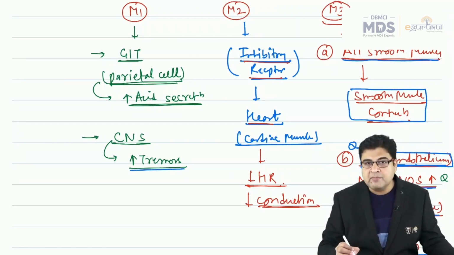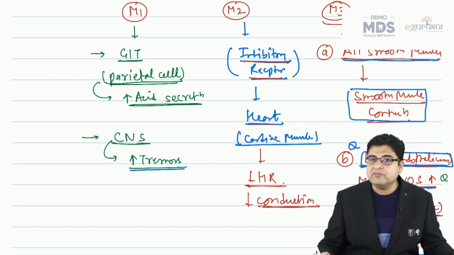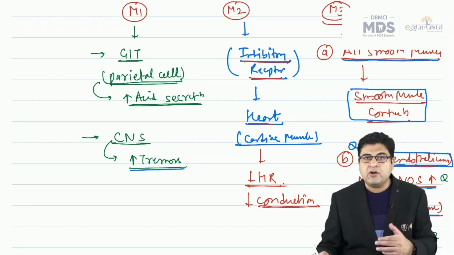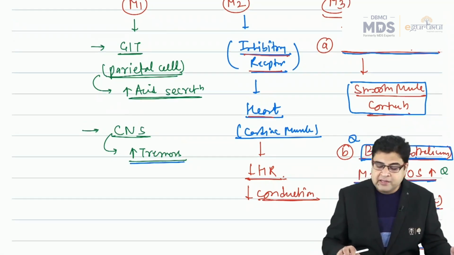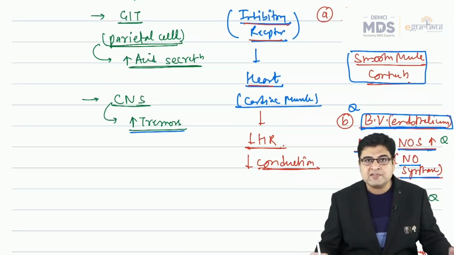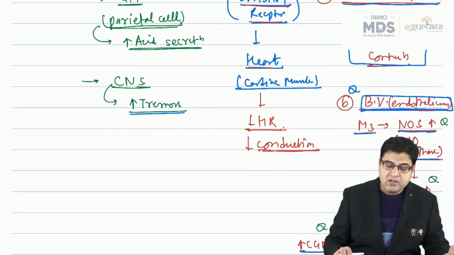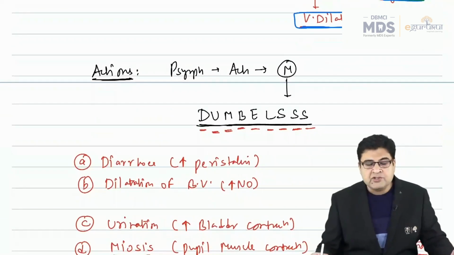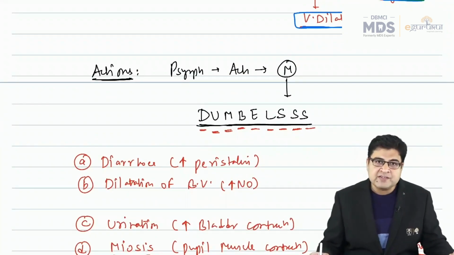M2 receptor is an inhibitory receptor, can inhibit the activity of the heart. Muscarinic 3 receptor can contract all smooth muscles of the body and can also release nitric oxide in the blood vessels and can dilate the blood vessels also. Now we have the actions of the parasympathetic system through this muscarinic receptor.